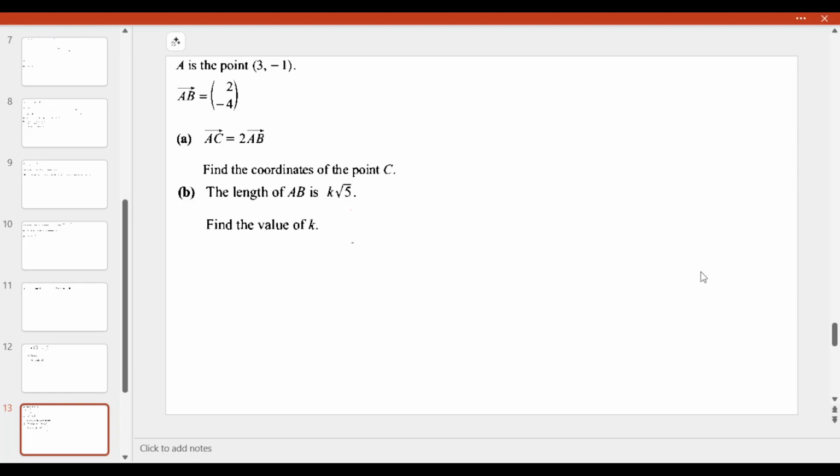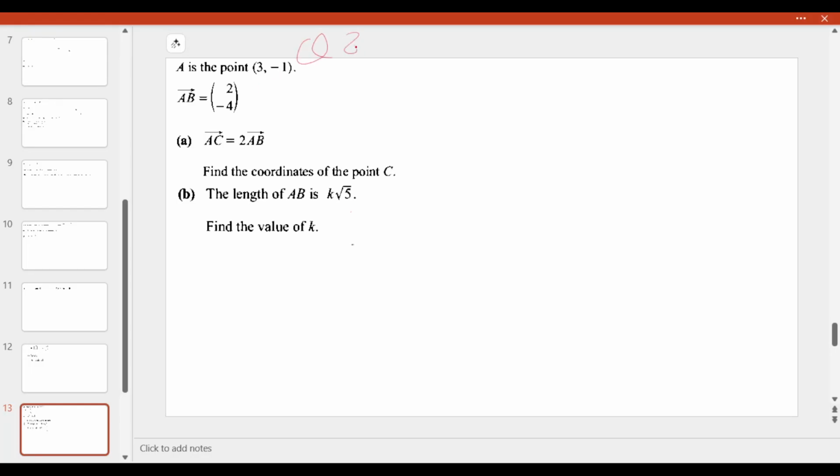Hello students, today we are going to do question number 8, and the question says: A is the point (3, -1) while vector AB in column form is (2, -4). Part A: AC is equal to 2 times AB. Find the coordinates of the point C.